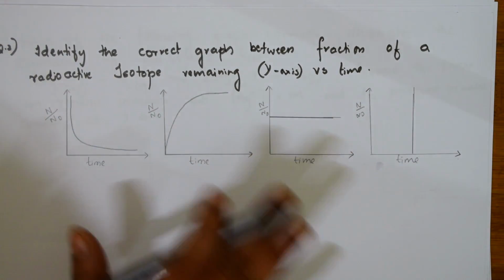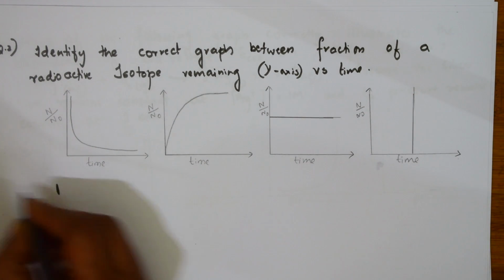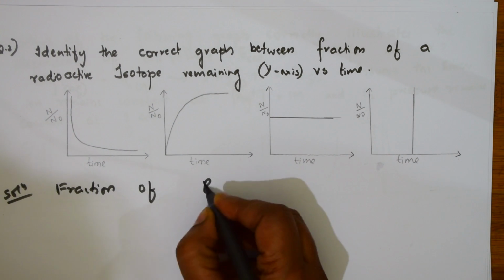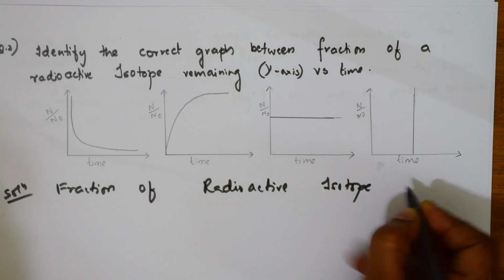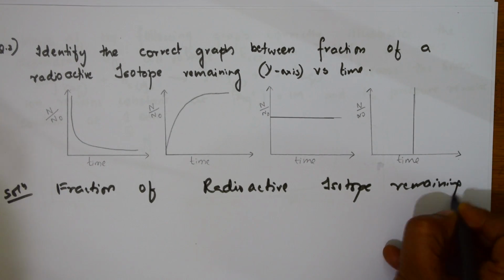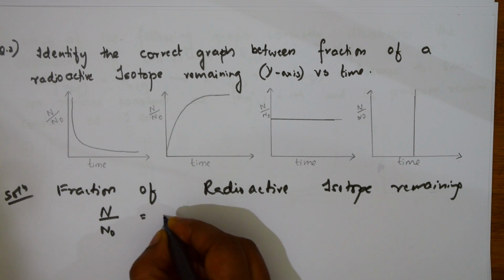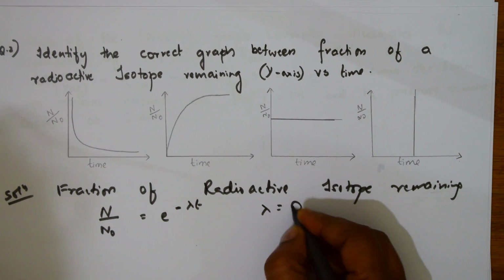Whenever such a question is given to you, radioactive decay of a radioisotope, the fraction of radioactive isotope remaining, there's one important formula you have to remember. What is that formula? So I'm writing the solution. Remember this: for the fraction of radioactive isotope remaining, what is the fraction? N by N naught. This N by N naught is equal to e raised to minus lambda t. What is lambda? Lambda is the decay constant.